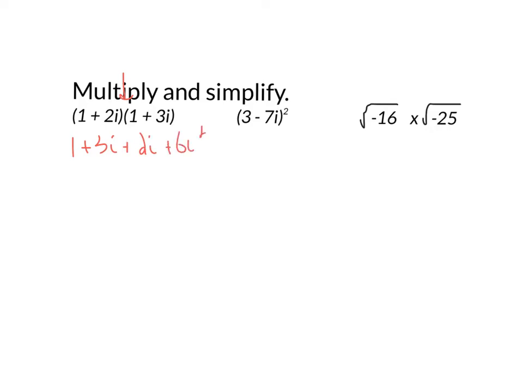Now, two things here. First of all, I see the 3i and 2i. That's going to be 5i. The second thing is I have an i squared. You are never, ever allowed to leave an i squared in an answer because you know i squared is -1. So it's really a -1 times 6, which is -6. And if you add the -6 to the 1, you get -5.